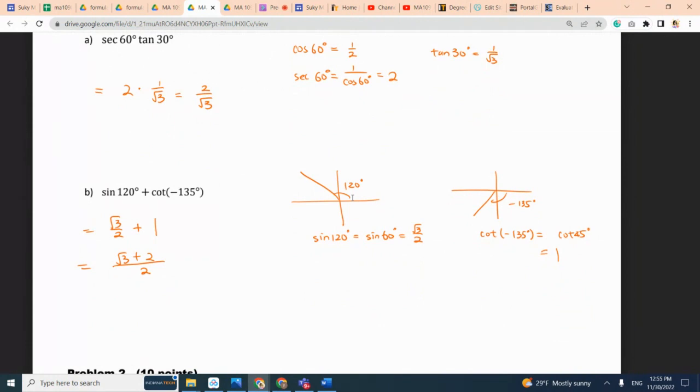How about cotangent of negative 135 degrees? Negative means we go clockwise instead of counterclockwise. So we go clockwise.